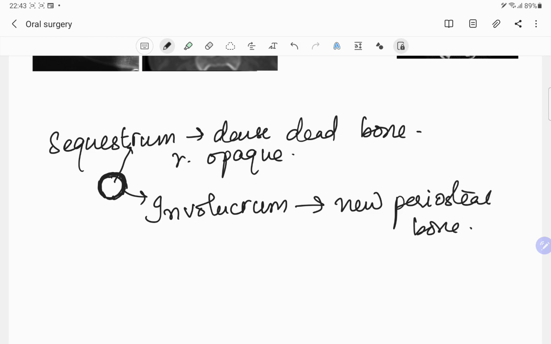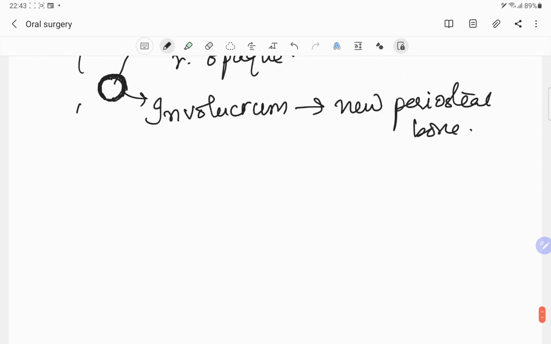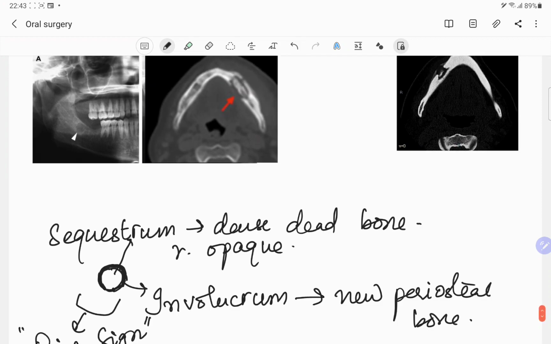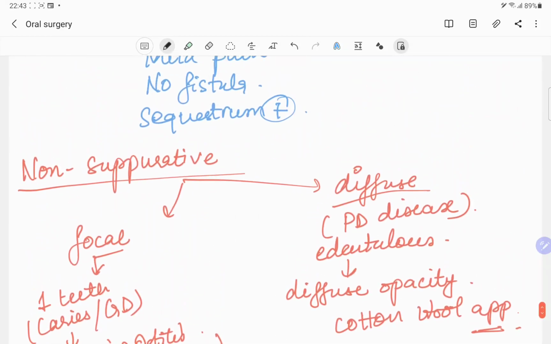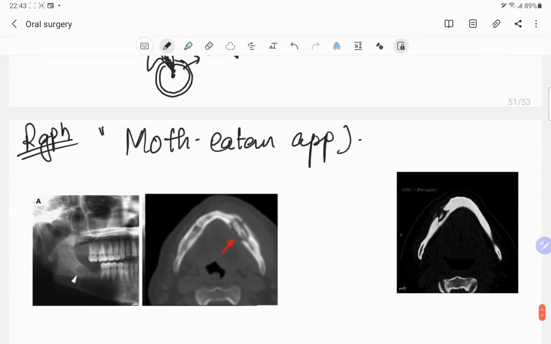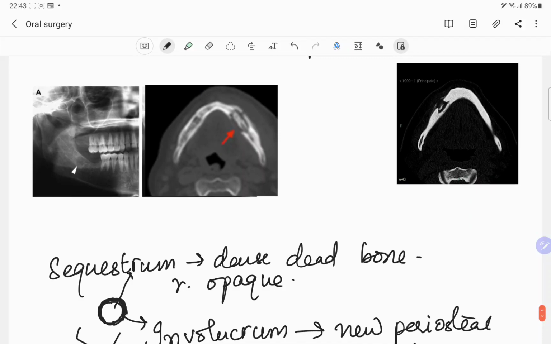So as you can see, a rim is formed. This rim is known as the rim sign. You will find the well-defined trabeculae of the medullary bone are lost, and since they are lost, the pattern of the bone is like a patchy, moth-eaten appearance, as if a moth has eaten it, as I've shown you in the leaf. If you can see here, the leaf which is eaten from inside. Like that you will find.